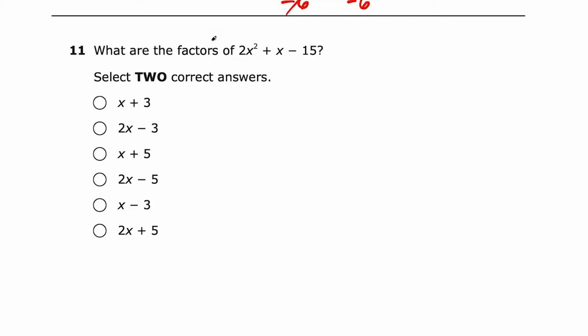Question 11, we want to know what are the factors of, we have 2x squared plus x minus 15. And for this one, we can use the calculator, but first I'll do the AC method. And we call this the AC method because if I write out the general form of a quadratic equation, ax squared plus bx plus c, the AC method targets the a term and the c term.